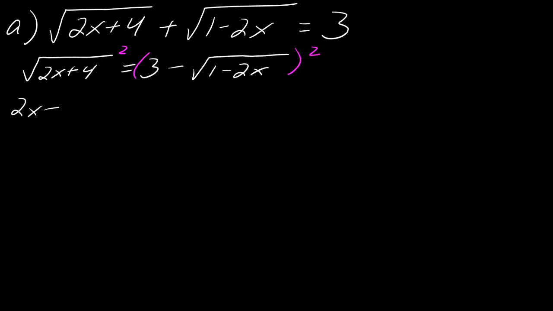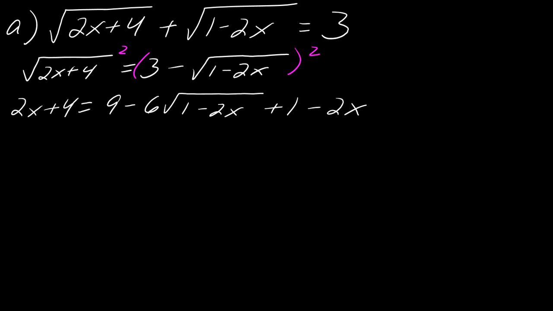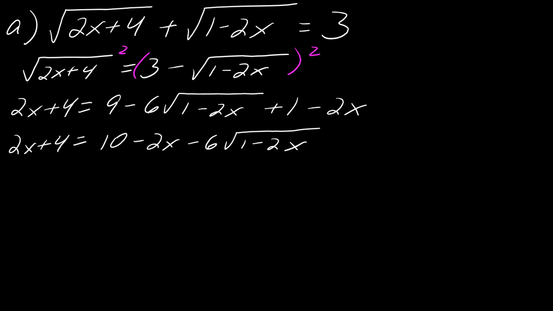So this side will be 2x plus 4, and this side will be 9 minus 6 times the square root of x, times the square root of 1 minus 2x plus 1 minus 2x. So notice I kind of just jumped ahead to combining at least the two radicals here, so I'm trying to cut down a couple of steps. So this is what you should get. And then if I collect all my like terms on this side, I get 2x plus 4 equals 10 minus 2x minus 6 times the square root of 1 minus 2x.